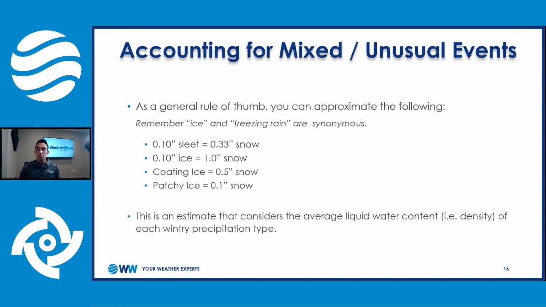Again, these are estimates that consider the average liquid water content, for instance, the density of each wintry precipitation type. I think they do a good job. I think they're scientifically backed. However, you may still be saying, I don't know, Rob, a 1/10 inch of ice equals 1 inch of snow. I take a lot of treatment to cover that 1/10 inch of ice, a lot of reapplications.